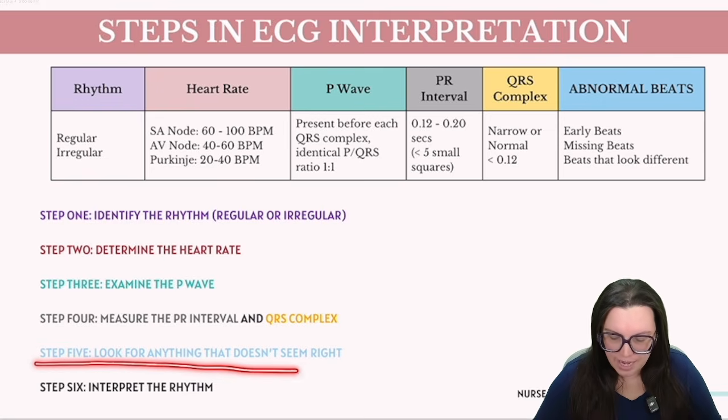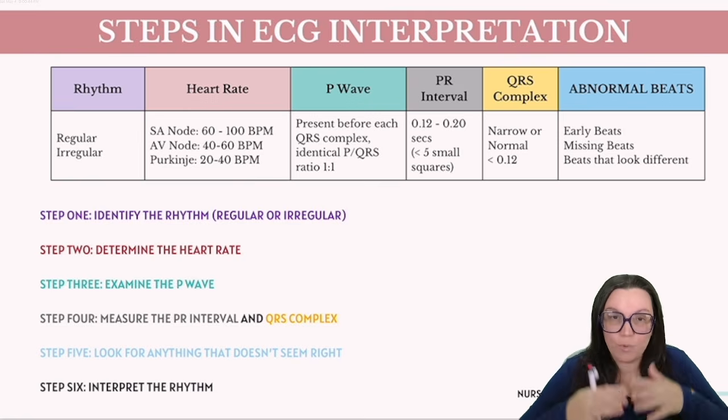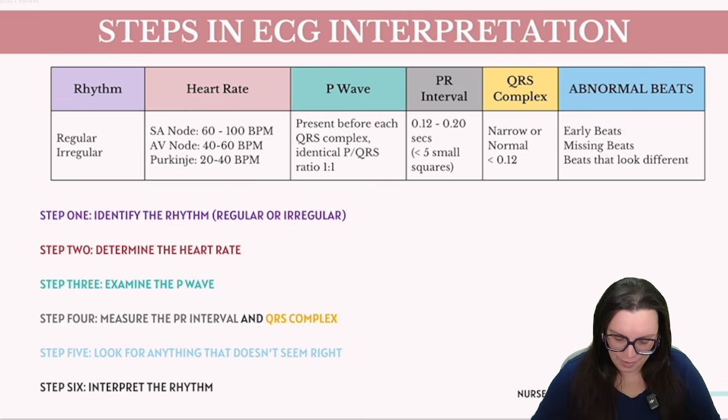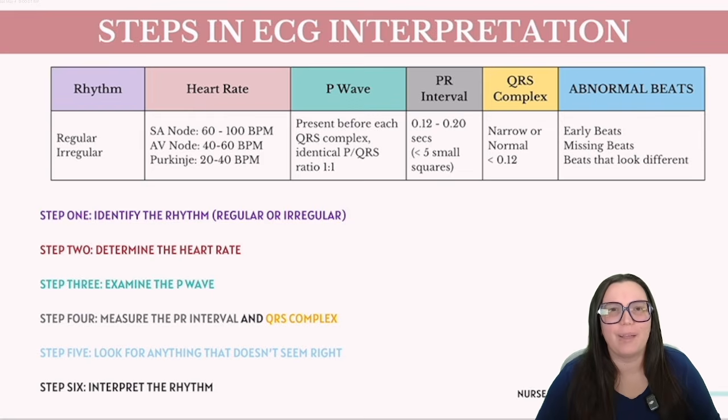Step 5, we want to look for anything that doesn't seem right. Do we have any early beats, missing beats, maybe beats that look a little bit different from the rest? And then once we have all of this information available to us, we are going to go to step 6 and we're going to interpret what that rhythm is.